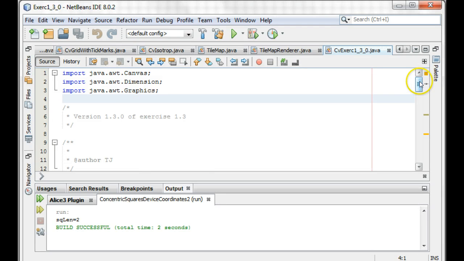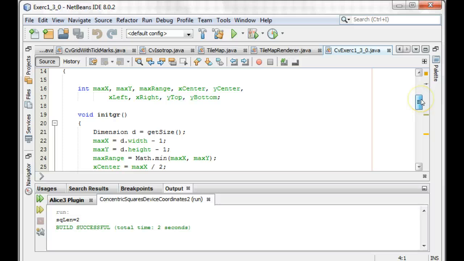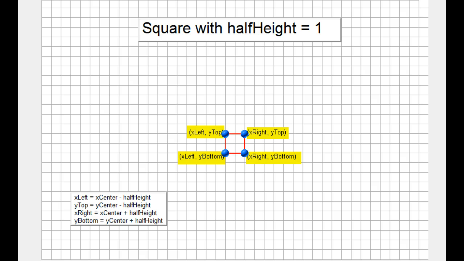Alright, so let's start by thinking about how we're going to figure out what x left, x right, y top, and y bottom are, and how we're going to use them. In our init graphics method, we set x center and y center. These are our center device coordinates here.